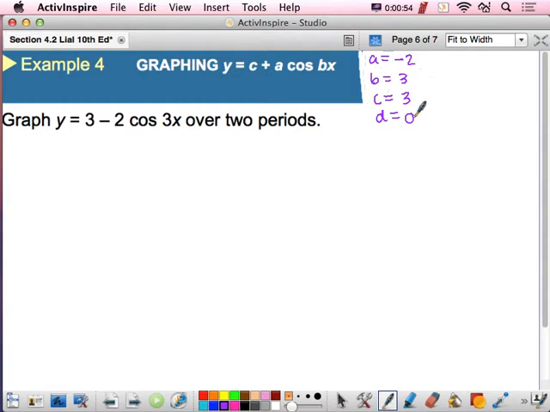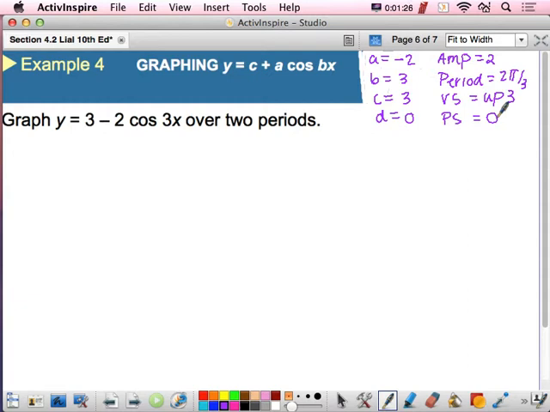The vertical shift is true to whatever it looks like. So that means that our amplitude in this case is positive 2. Our period is positive 2 pi over 3. Our vertical shift is up 3, or just positive 3. And our phase shift is 0. We don't have one, so there's no phase shift.